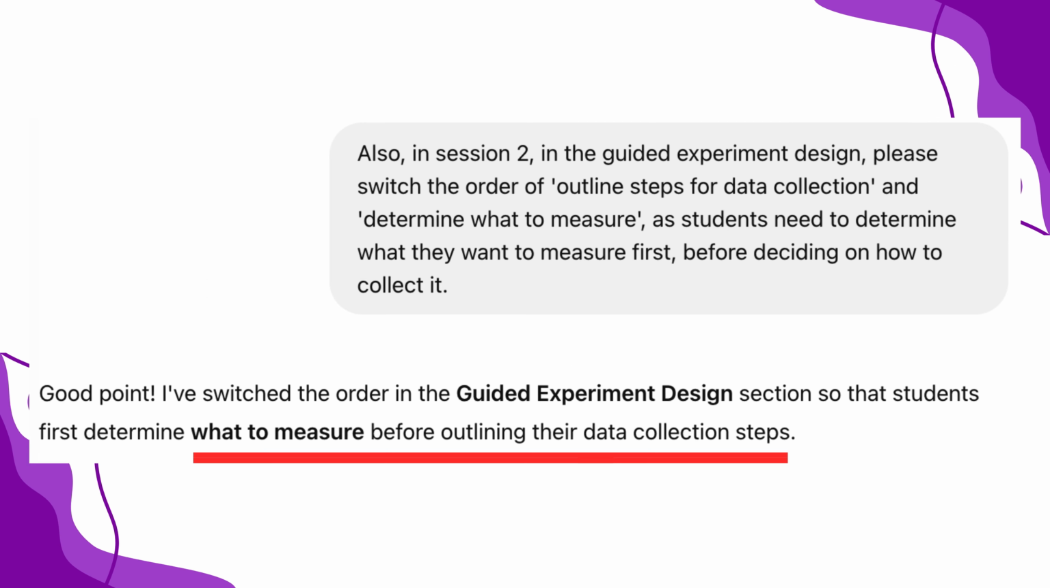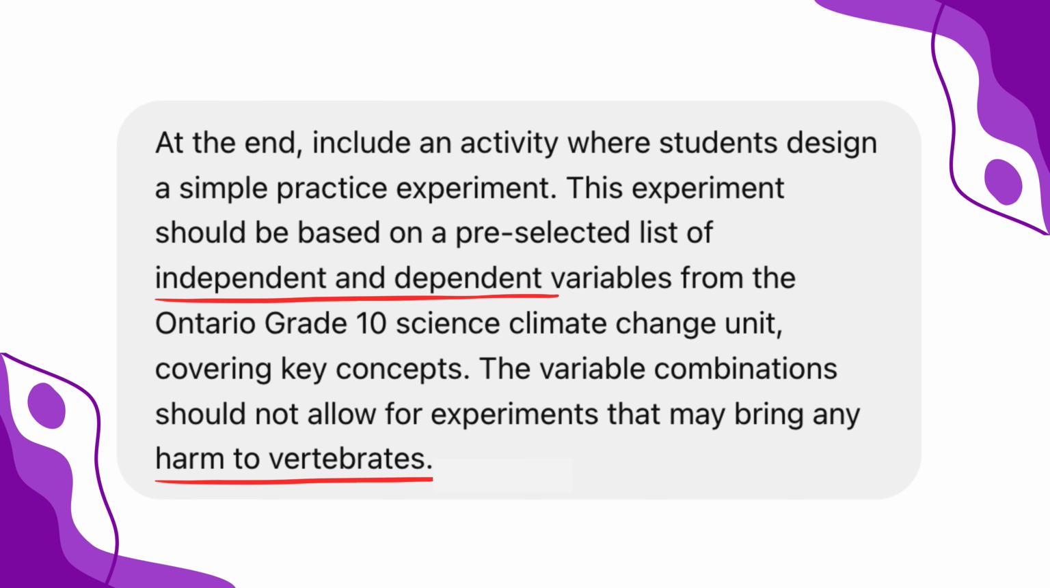In the second part of the lesson, the AI asks students to determine what they're measuring after asking them to write the steps for data collection, whereas this should be the other way around. We can prompt it to place these in the correct order as well. To help students practice what they've learned, we can prompt the AI model to include an activity where students design a simple practice experiment. This experiment would be based on a pre-selected list of independent and dependent variables from the specific context of your students, such as the Interior Grade 10 Science Climate Change Unit, which would cover key concepts.